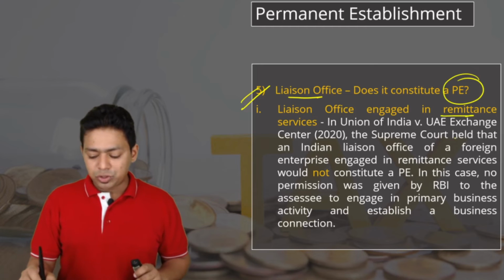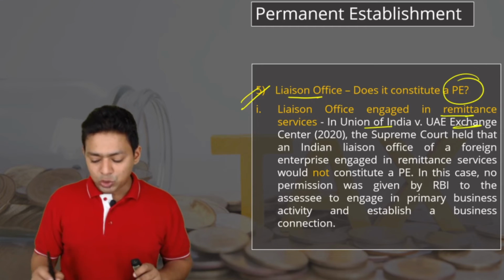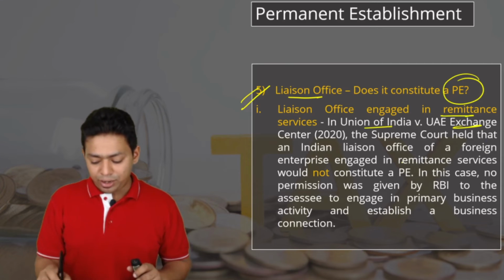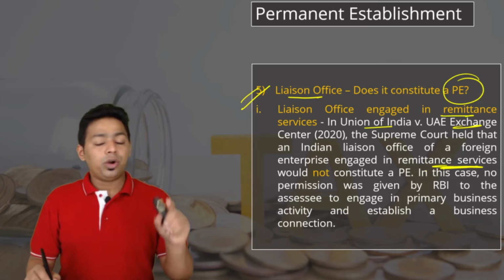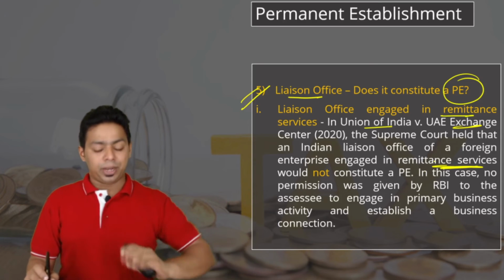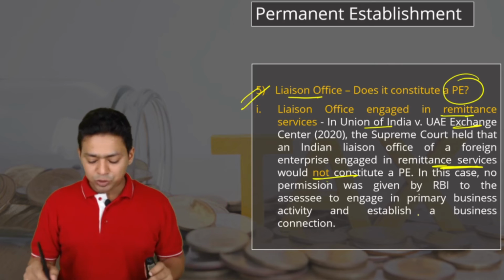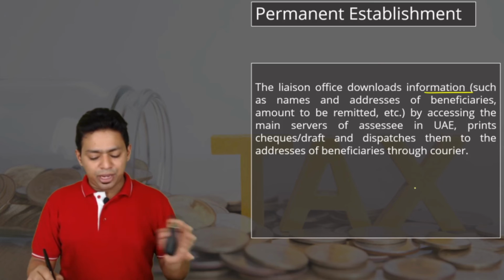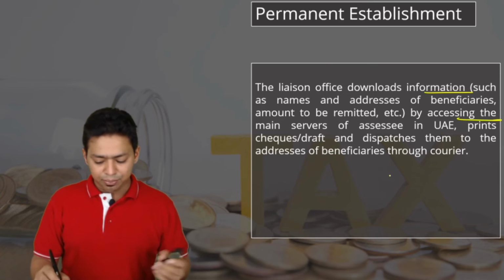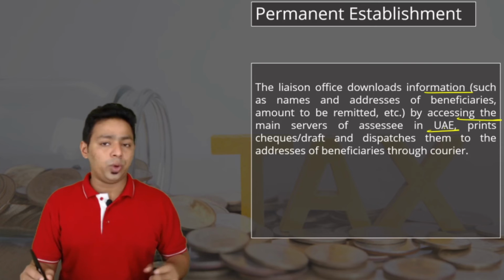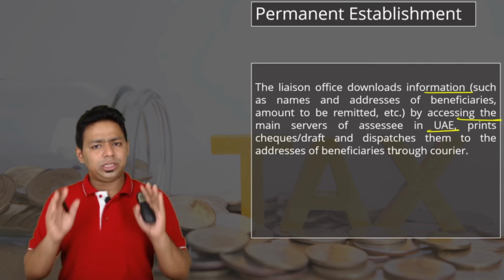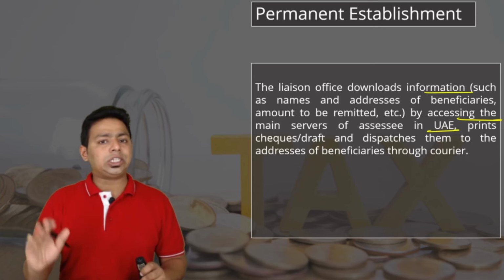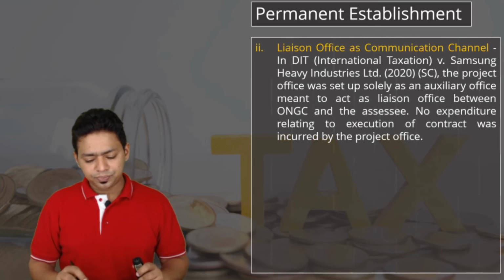And there are two case laws which are discussed here. Union of India versus UAE Exchange Center. What are they saying? The Supreme Court held that Indian liaison offices of a foreign enterprise engaged in remittance services, whose job is only to collect money and remit the money, would not constitute a permanent establishment. The liaison office downloads information, name, address and beneficiary's account, and remits it by accessing the main servers of the assessee in UAE, prints the draft and cheque. So this job is only a basic back office job. Look at the data, download the data, print the cheque and distribute the cheque. So that is not a permanent establishment.